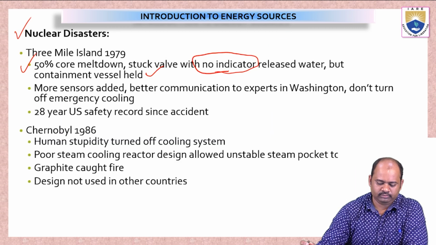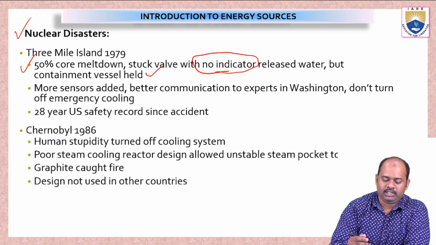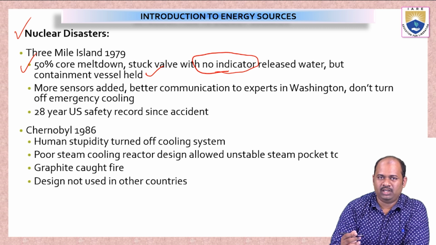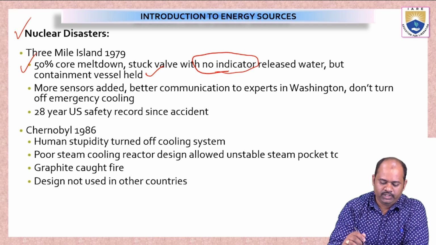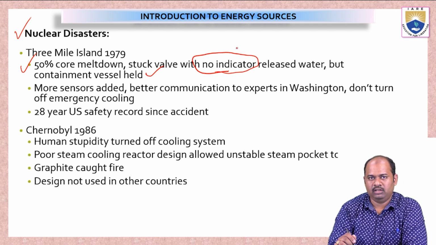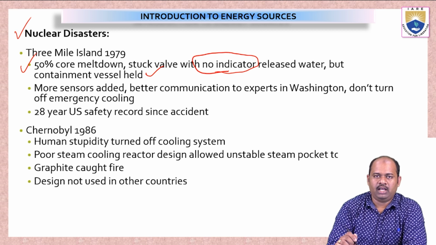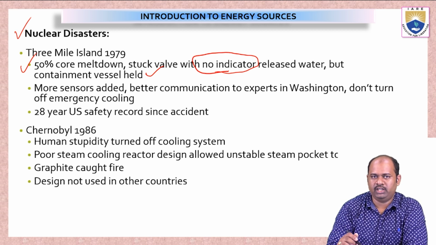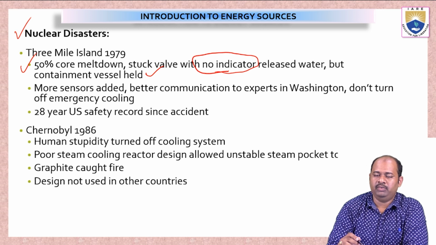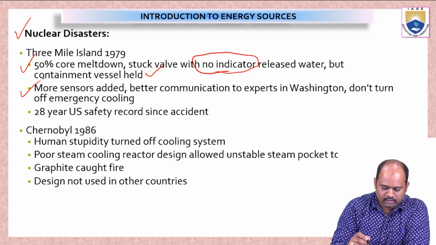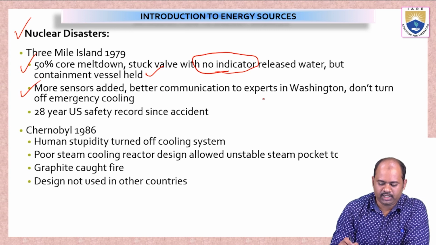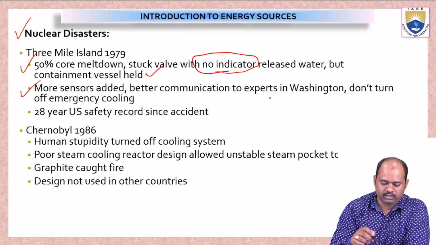So the meltdown or blast of the nuclear power reactor was controlled somehow. But the failure of the indicator showing the temperature created a very dangerous situation where the entire nuclear power plant could have exploded. Now, more sensors were added for better communication to experts, and emergency cooling must not be turned off.